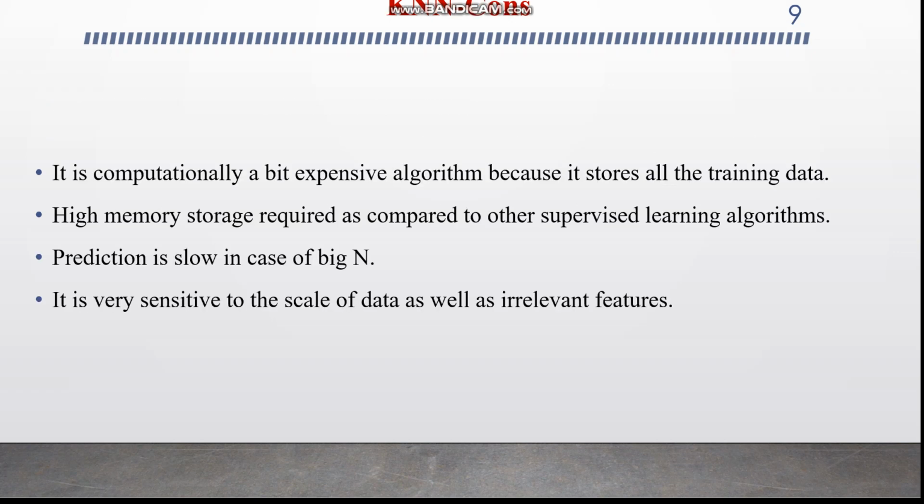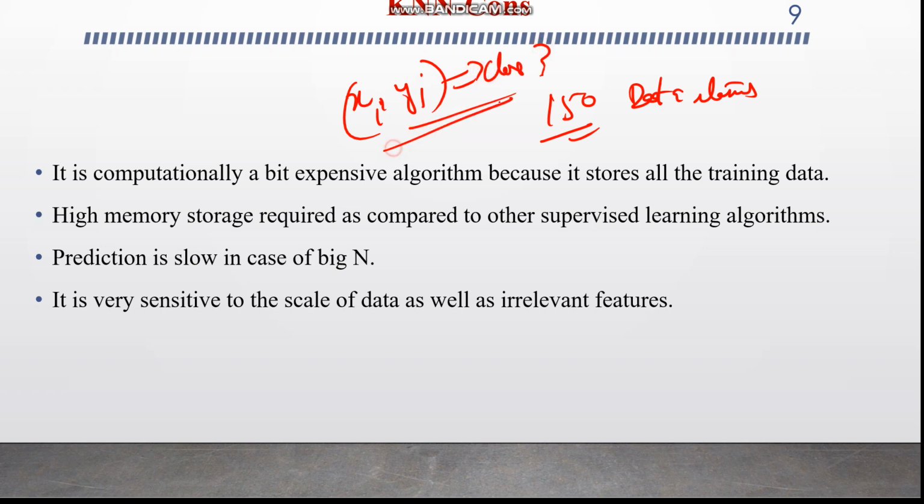Talking of the cons of KNN, it is computationally a bit expensive, because for each and every data item we have to calculate the Euclidean distance. Suppose we have 150 data items, and we want to ask a question for x and y values, xi and yi, meaning to which class this will belong. We have to calculate the Euclidean distance for all these 150 points. So this is a lengthy and expensive process.